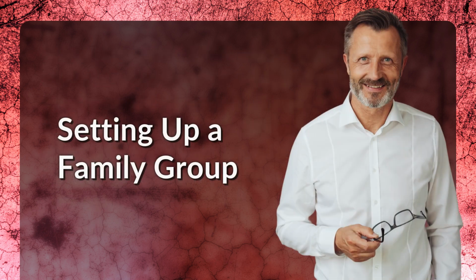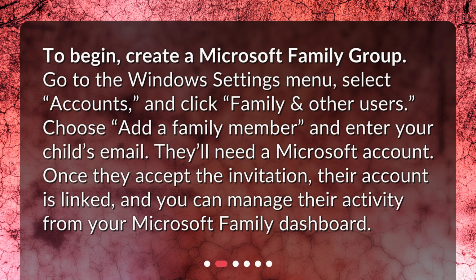Setting up a family group. To begin, create a Microsoft Family group. Go to the Windows Settings menu, select Accounts, and click Family and Other Users. Choose Add a Family Member and enter your child's email. They'll need a Microsoft account. Once they accept the invitation, their account is linked, and you can manage their activity from your Microsoft Family dashboard.